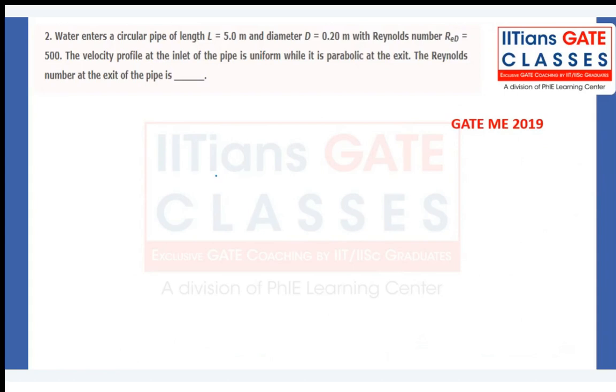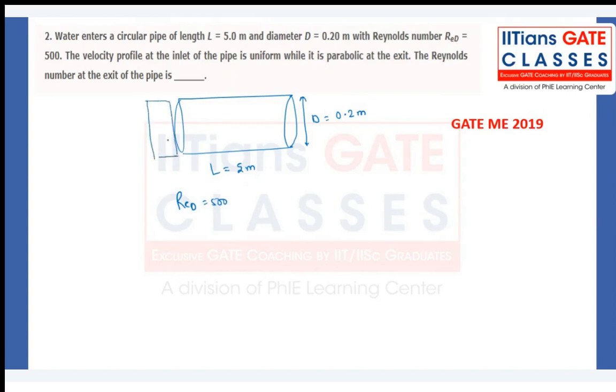Water enters a circular pipe of length 5 meter and the diameter is taken as 0.2 meter, with the Reynolds number equal to 500. The velocity profile at the inlet is uniform and it is parabolic at the exit. That means before coming in contact, the inlet velocity profile has some u average, and at the exit we have a parabolic variation.